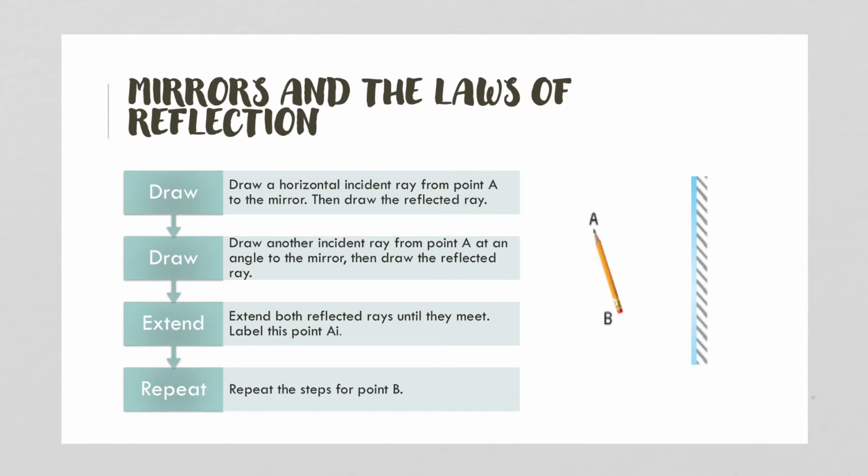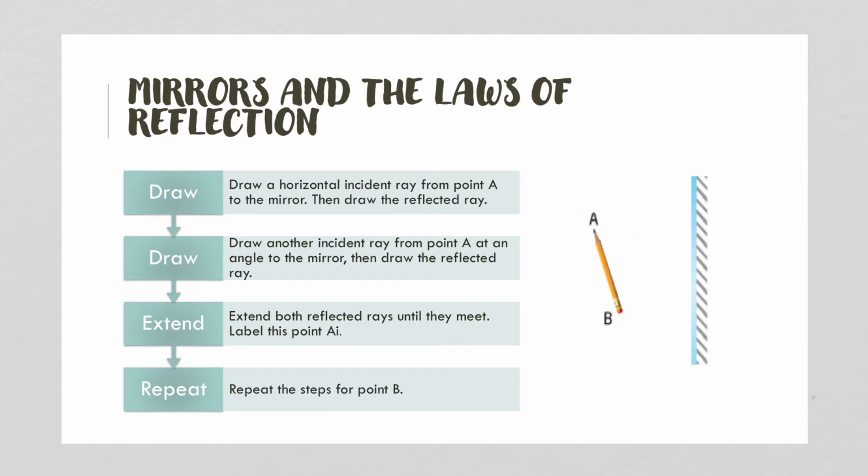So we're going to learn about mirrors and the laws of reflection. To be able to figure out where your image is going to appear, the first thing you're going to do is draw some lines from some of the points on your object. This pencil has a top and a bottom, so we're going to end up doing two lines to help us figure out where the pencil is. First, for point A, you're going to draw a horizontal line. We'll practice this on the next slide. Draw a horizontal line from the top of the object to the mirror, and then you draw the reflected ray. Remember, it bounces back at the same angle, so it goes to the mirror and straight back.